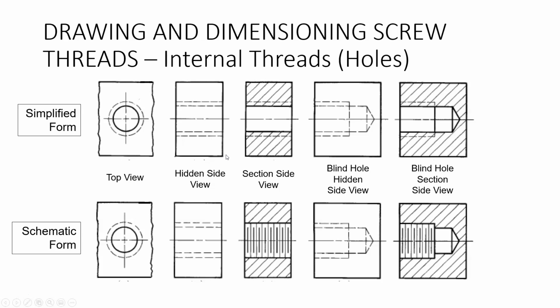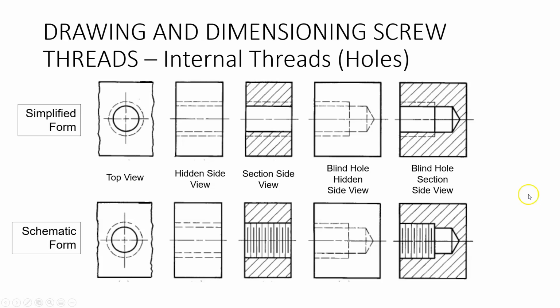When we go to drawing the threads in a hole, a tapped hole or a blind hole, whatever it is, the threads are going to show up like this on the drawing. The top is the simplified form, and the bottom one is the schematic form. I left off the detailed form because it's just rarely ever drawn, and you can see examples in your book, but we're just going to focus on the simplified and the schematic.